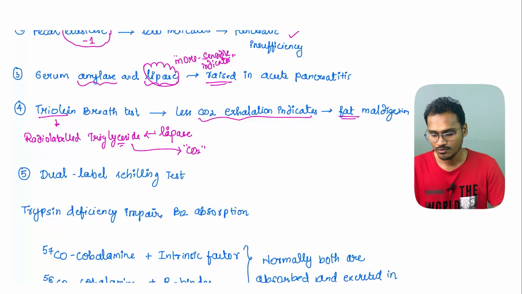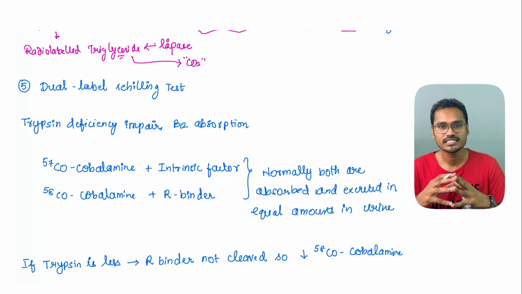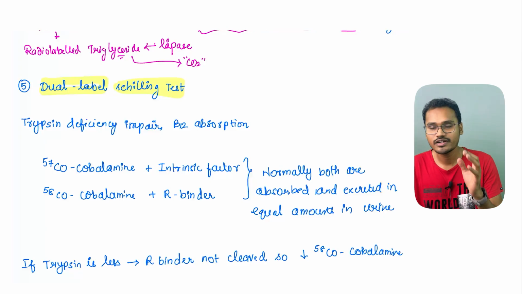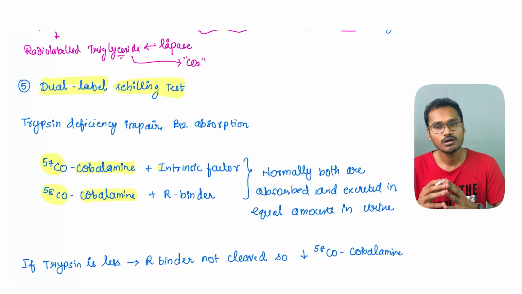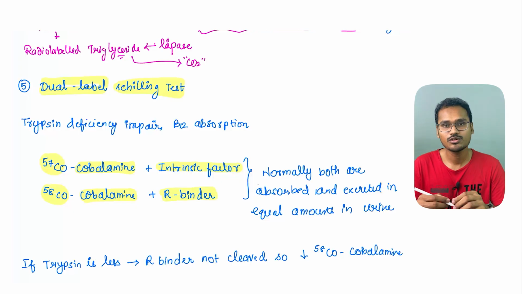Then coming to another historical test, wherein they used to find the efficiency of trypsin, we can say. This test is called the dual label Schilling test. So I am going to use two differently labeled vitamin B12. One is the 57 labeled cobalamin, and another one is the 58 labeled cobalamin. In a normal patient, this 57 cobalamin is combined with intrinsic factor, and this 58 is combined with R binder. This R binder I have also discussed in vitamin B12 reabsorption.